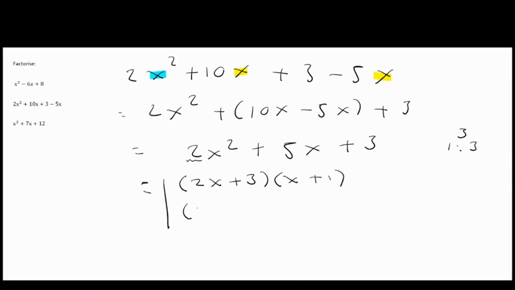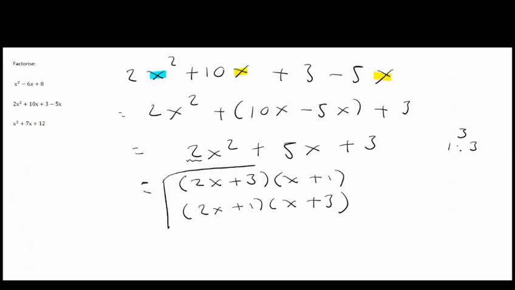The second option, we can go with 2x plus 1 and then x plus 3, right? Because 3 times 1 gives us that 3, 2x times x gives us that 2x squared. So that is what we want to have at first.